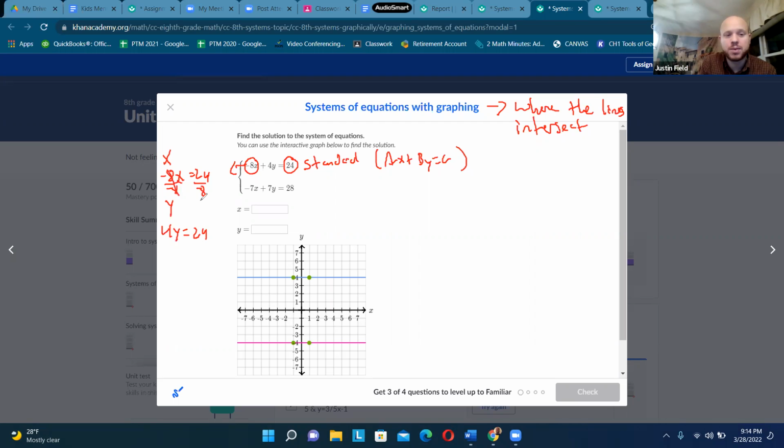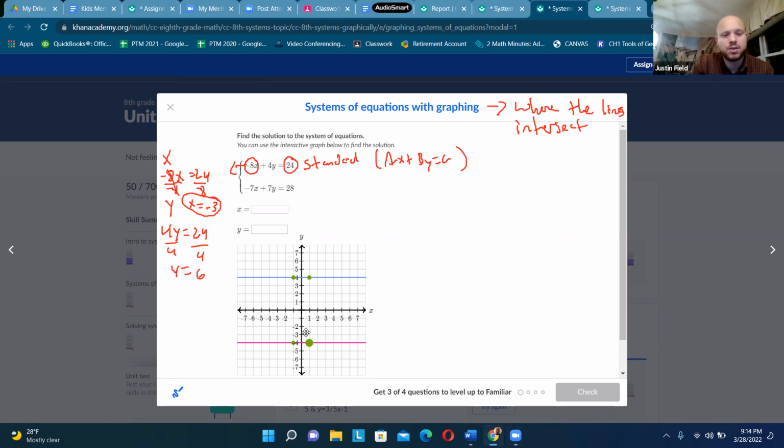All right, so divide by -8 and we get x = -3. Divide this one by 4 and we get y = 6. So that means I'm going to take that red line and I'm going to put one point at -3, one point at 6.